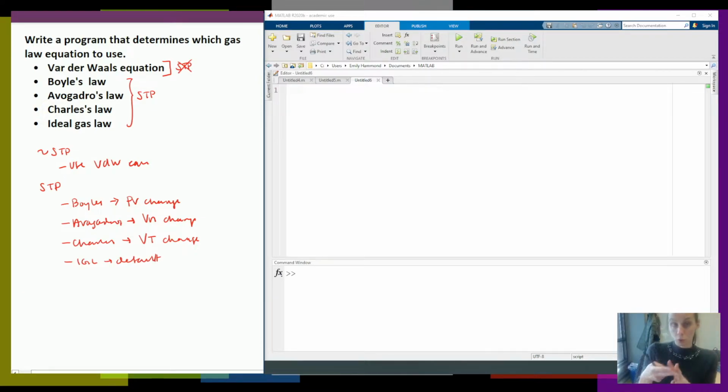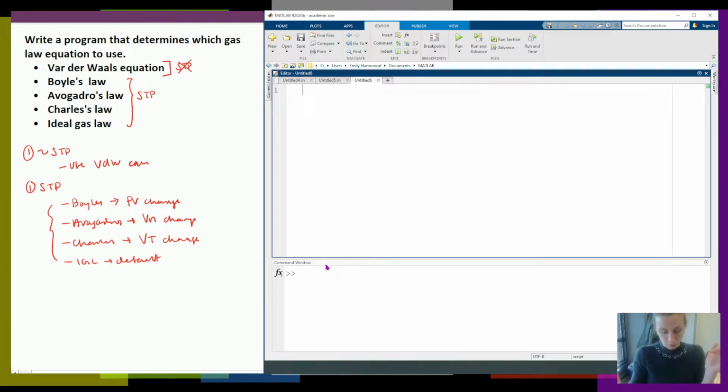Okay, so I have two sets of decisions to make. My first one, whether or not I'm at standard temperature and pressure. My second one, if I'm at standard temperature and pressure, I need to decide between Boyle's, Avogadro's, Charles', and ideal gas law, and it depends on what variables are changing and how many time points I have. So if I was to write something called pseudocode to look this up, or to diagram this out, it might look something like this. So if I'm not at standard temperature and pressure, then I'm going to use van der Waals equation.